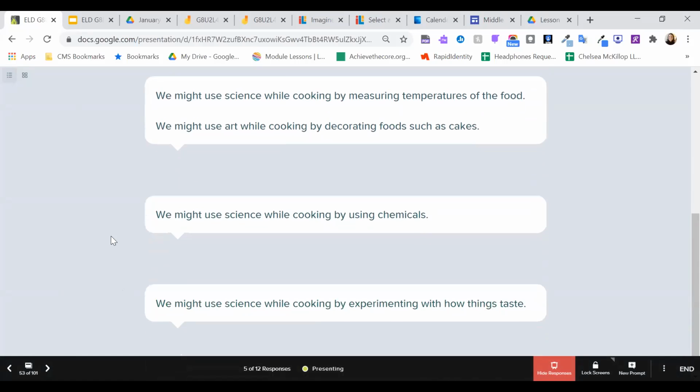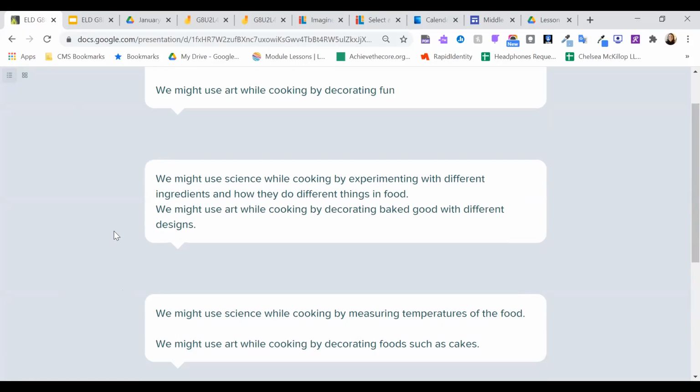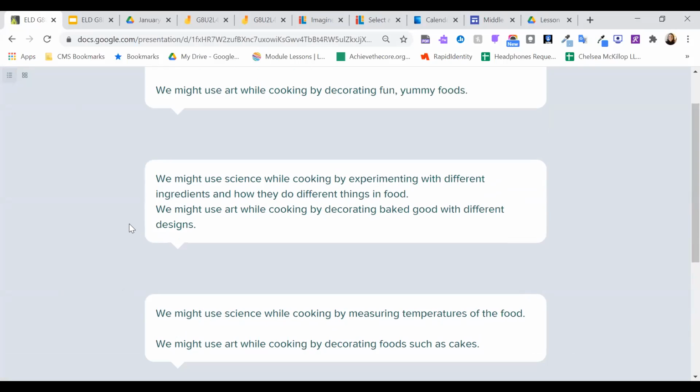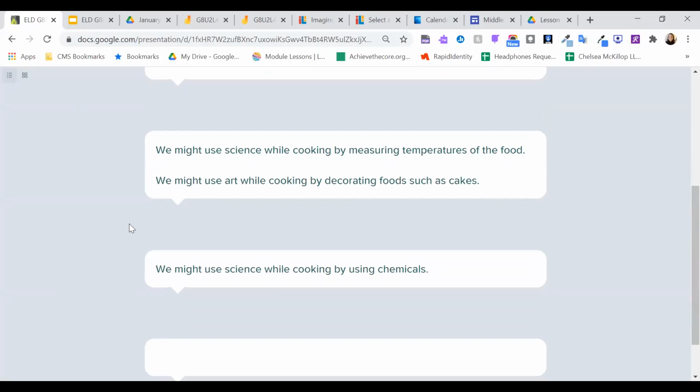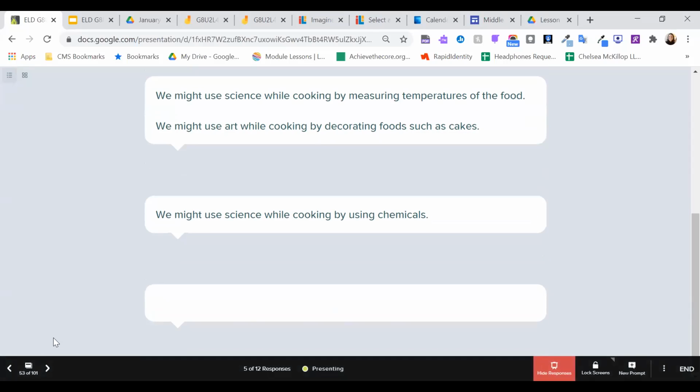But we do have some responses. So if you switch back over to the Zoom screen, we can see that some people are writing. An example is we might use science while cooking by experimenting with different ingredients and how they do different things in food. We might use art while cooking by decorating baked goods with different designs. Love it. We might use science while cooking by measuring temperatures of the food, and we might use art while cooking by decorating foods such as cakes. And we might use science while cooking using chemicals. I like that vocabulary choice.